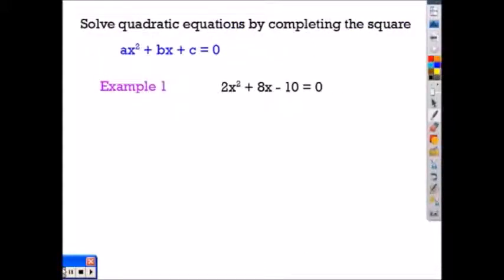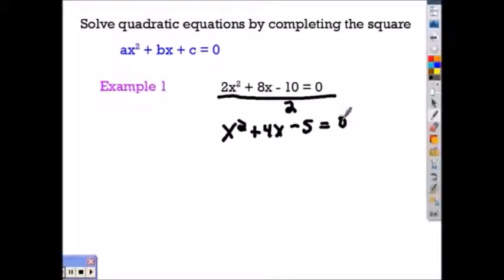So for this example, you will notice that we do have a coefficient right here in front of the variable squared. We need to take care of that by dividing both sides of the equation by that number. So we can divide both sides of the equation by 2, and that will give me my new equation of x squared plus 4x minus 5 equals 0. Now I can solve this the old-fashioned way. So I'm going to write x squared plus 4x equals, add 5 to both sides, we get 5.